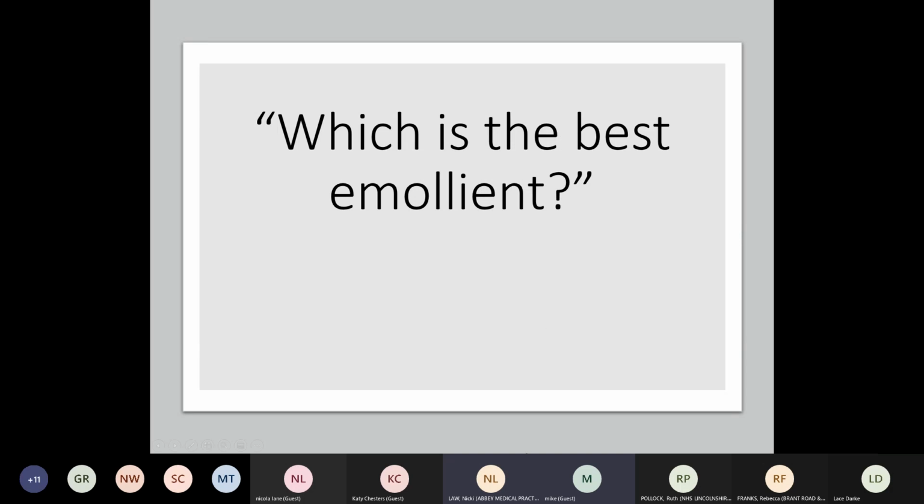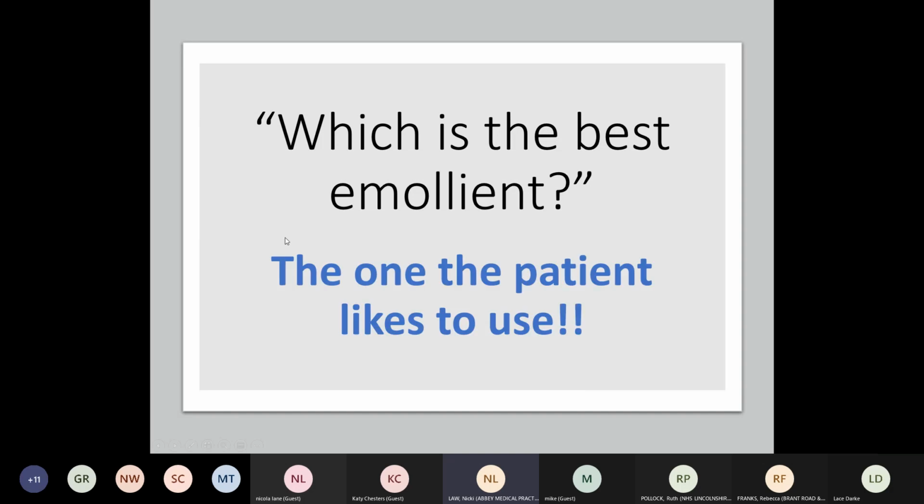Yeah, and we have a couple of similar answers in the chat, and absolutely the best emollient is the one the patient likes to use. If you go, oh, well, I've been told that in this condition and skin, this would be the best emollient, and the patient hates it, it's not going to do any good. So it is one place where it's really important that the patient actually likes what you're giving them.